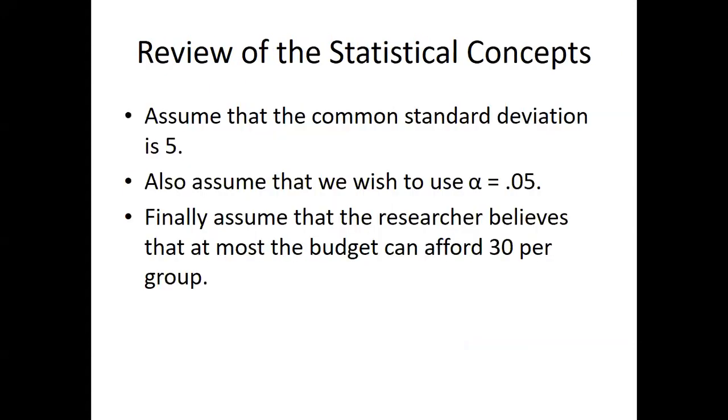So let's do a calculation. Let's assume to begin with that the common standard deviation is 5. That's your variance, but I need a standard deviation. Suppose we have a low risk situation. We're just going to use an alpha of 0.05, and the researcher at most can afford 30 per group. That's why they come to me and tell me that.